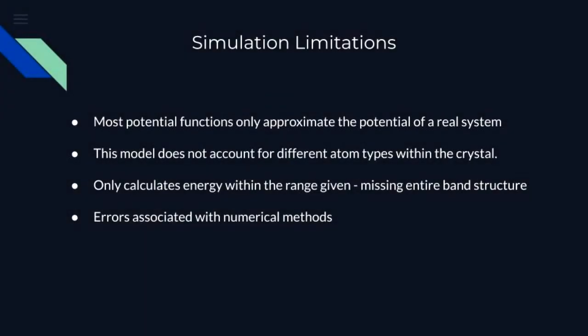There are limitations to the methods and models in the periodic potential lab that should be kept in mind when running simulations. First, the potential functions are only simplified approximations of the potential found in a real system. Also, the potentials can only be used on a single atom crystal and do not account for crystals with multiple atoms within the lattice. The simulations are only calculated over the range of energy that is inputted. If a sufficiently large range is not chosen, portions of the bands will not be seen in the results.